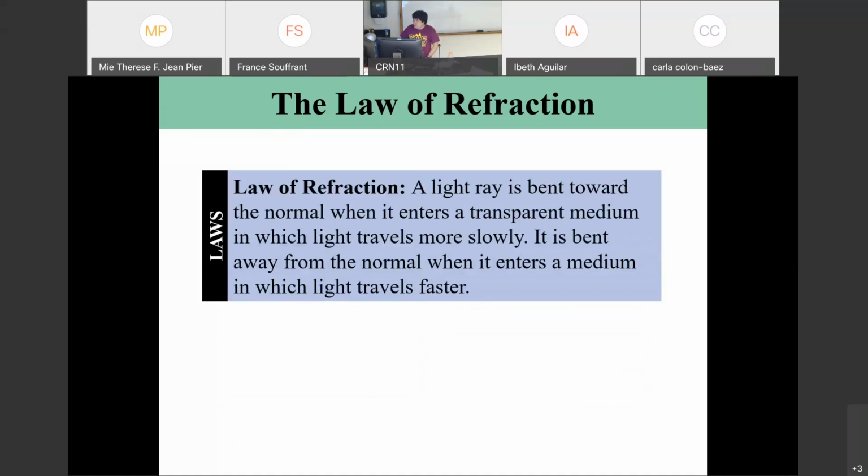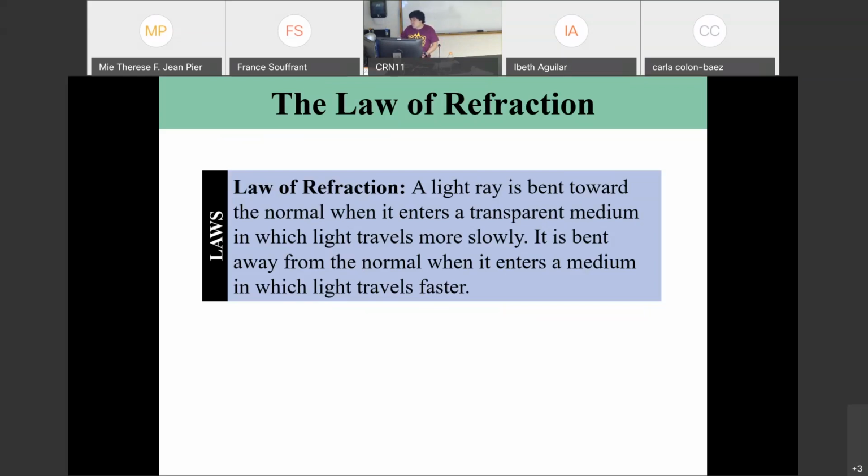If you're going from a medium with a lower index of refraction to a higher index of refraction. What is the index of refraction? The index of refraction, guys, is the factor, unitless, so no units, that allows us to measure the speed of light in different mediums. So yes, the speed of light is a constant in vacuum. And even here on Earth, the index of refraction is so tiny that it's almost the same as vacuum.